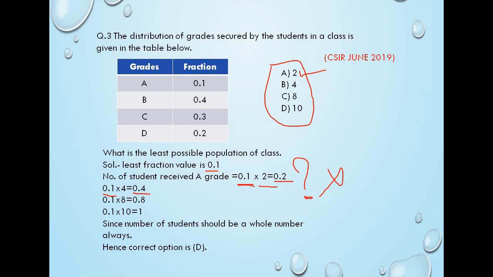This is also not possible. When you multiply 0.1 with 8, it will also give you a value in decimal. This is also not possible. But when you multiply 0.1 with 10, it will give you a whole number, 1. So the least possible population of the class out of these 4 options is option D, that is 10.